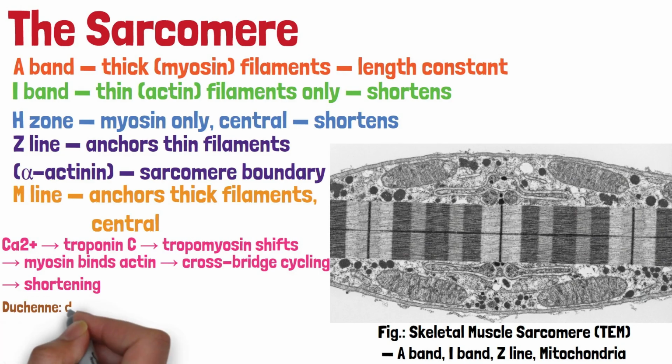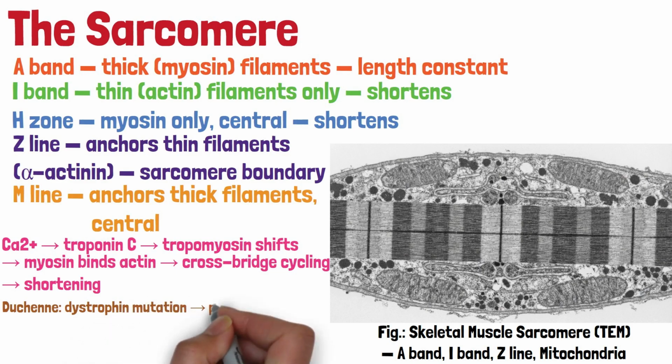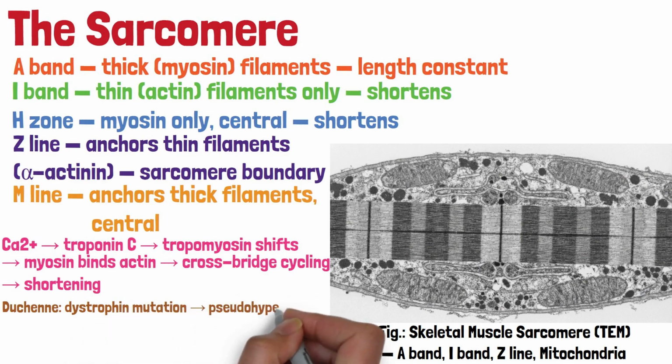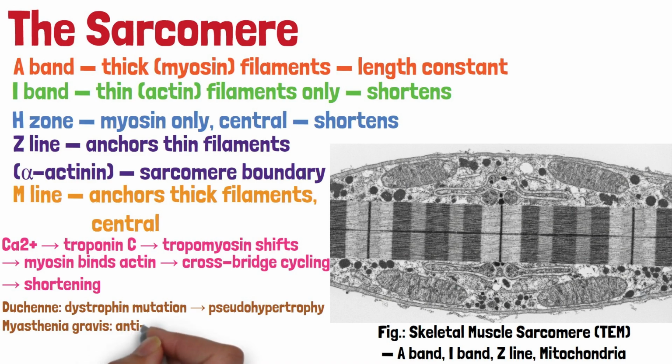Two classic correlates come out of this system. Duchenne muscular dystrophy is an X-linked dystrophin mutation that makes the membrane fragile, causing that pseudohypertrophy of the calves you'll see in vignettes. And myasthenia gravis is autoantibodies against postsynaptic acetylcholine receptors at the neuromuscular junction, causing fatigable weakness.